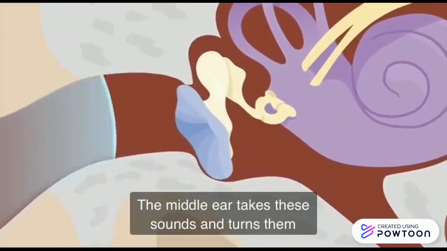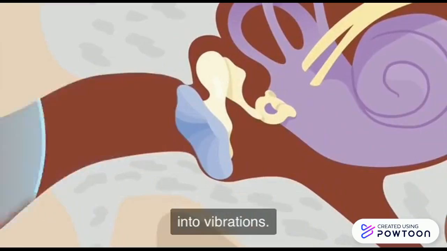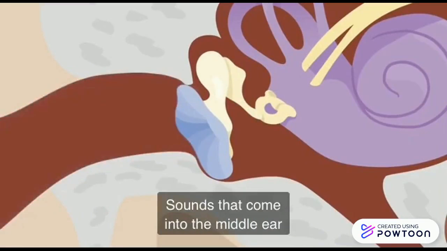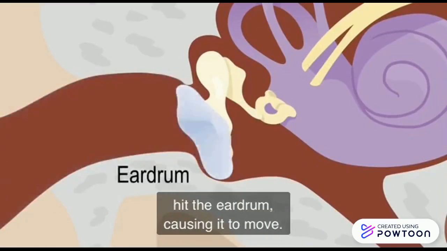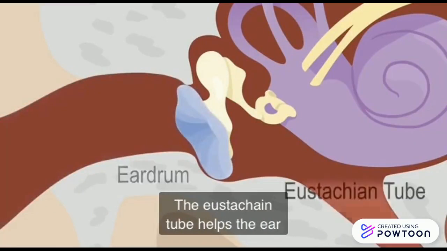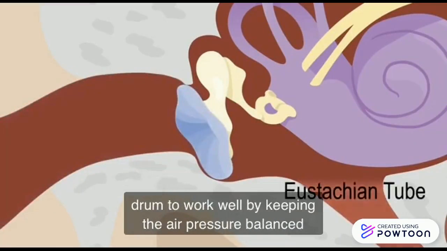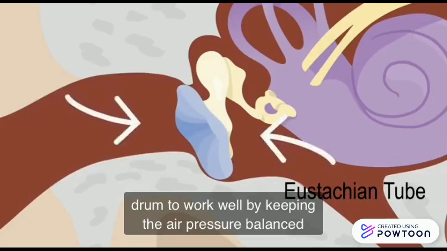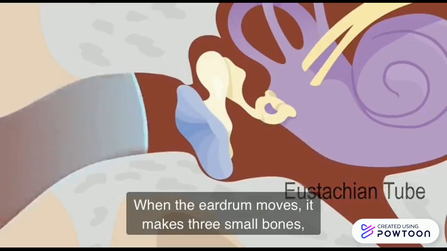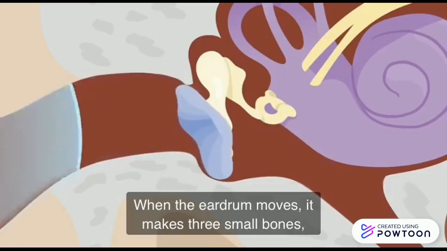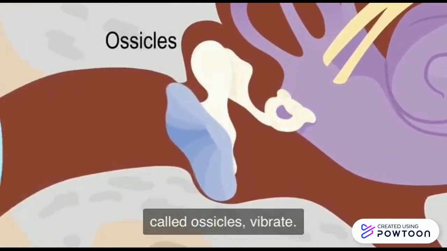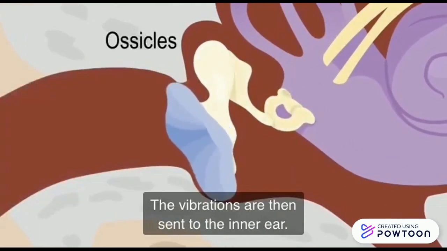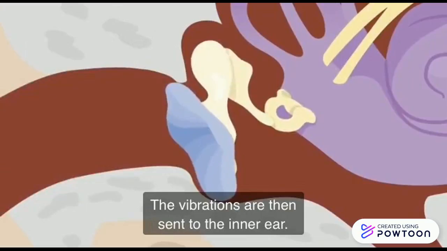The middle ear takes these sounds and turns them into vibrations. Sounds that come into the middle ear hit the eardrum, causing it to move. The eustachian tube helps the eardrum to work well by keeping the air pressure balanced on both sides. When the eardrum moves, it makes three small bones called ossicles vibrate. The vibrations are then sent to the inner ear.